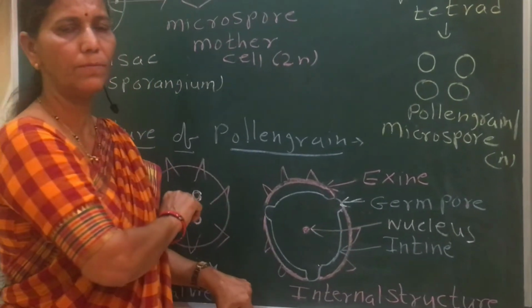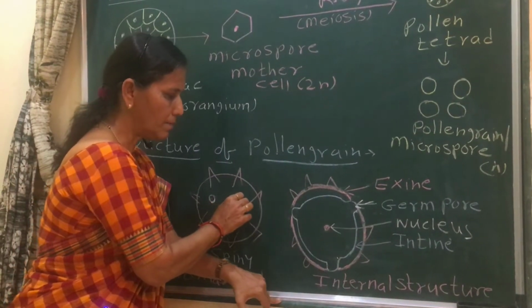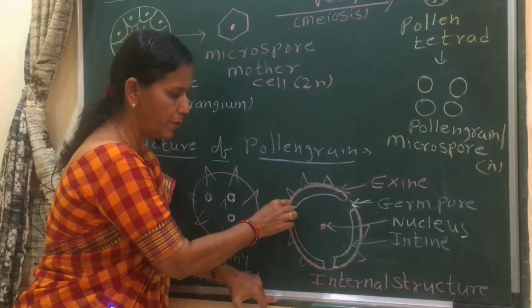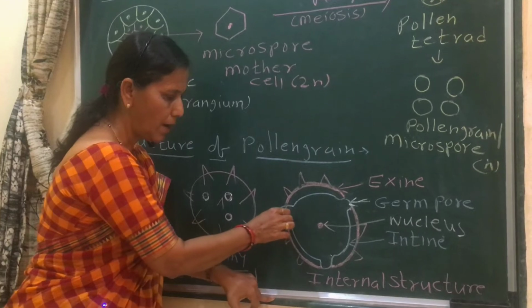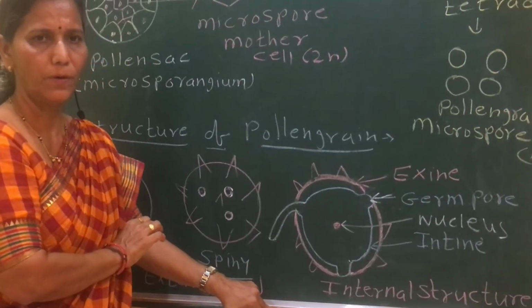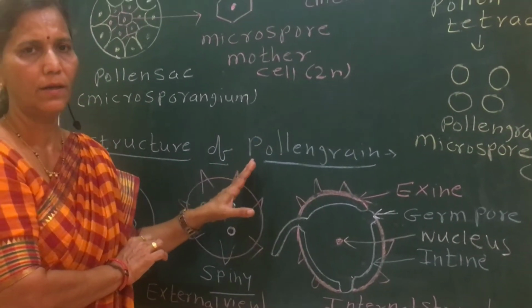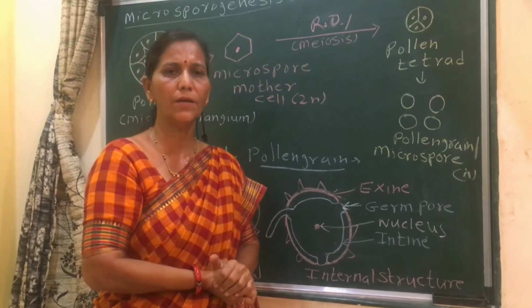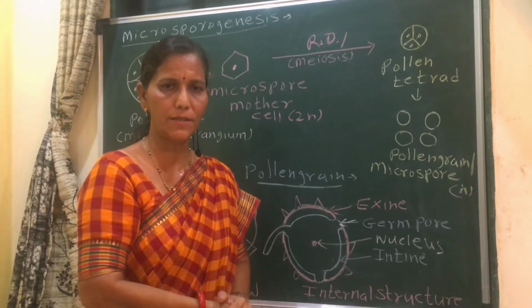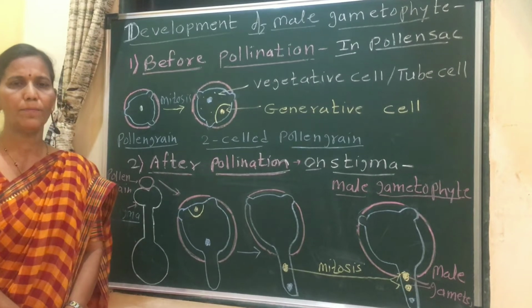What is the function of the germ pore? Through the germ pore, the pollen tube comes out. This intine in future will form the pollen tube, and that pollen tube comes out through the germ pore. This is the structure of the pollen grain. Remember, it is a unicellular, uninucleate and haploid structure. Thank you, friends. Let's see the development of the male gametophyte.